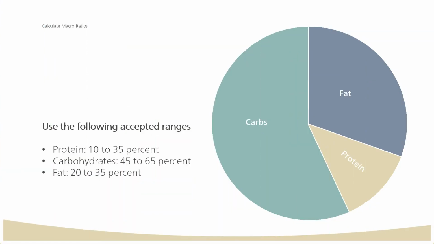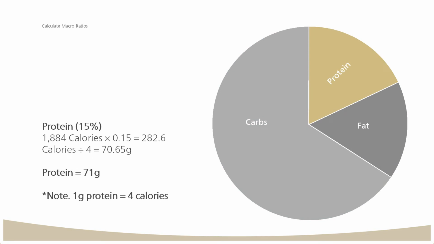Calculate macros. Now that you have TDE, set the macronutrient split. You can use the following accepted ranges: protein, 10 to 35%. Carbohydrates, 45 to 65%. Fat, 20 to 35%. We will use the following ratios.